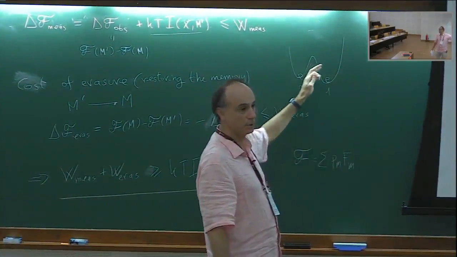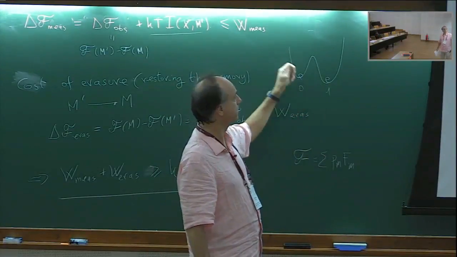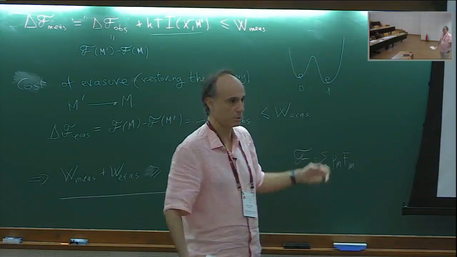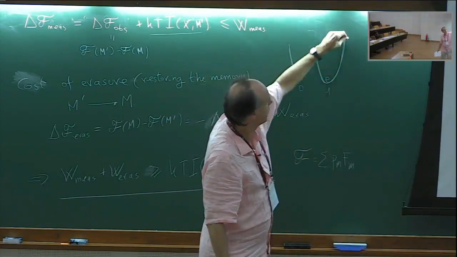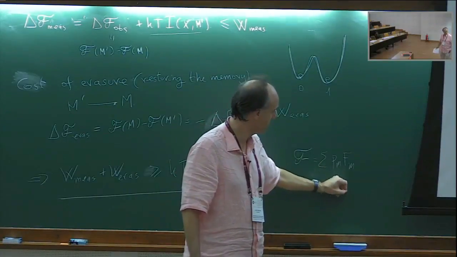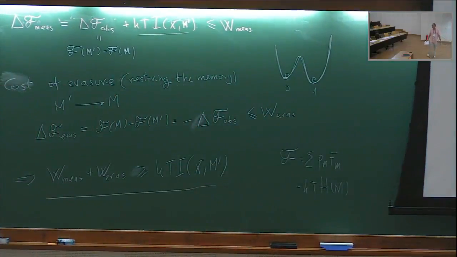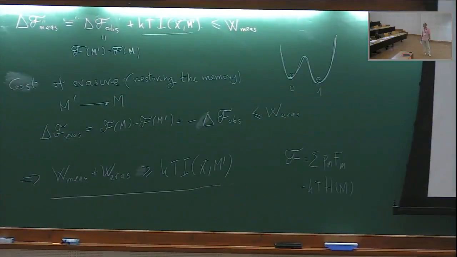So now your m is discrete, and each state has a free energy which depends on how big your well is. You can have different wells or symmetric wells, minus kT H(m). So you can play with the two and make the two things equal. Actually, this is the Szilard-Bennett scenario. This is an example of application.